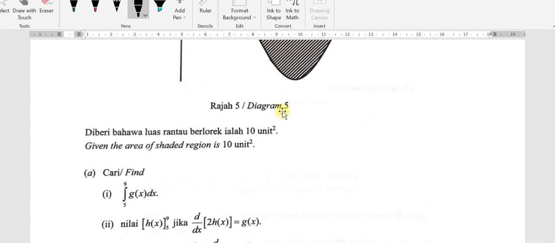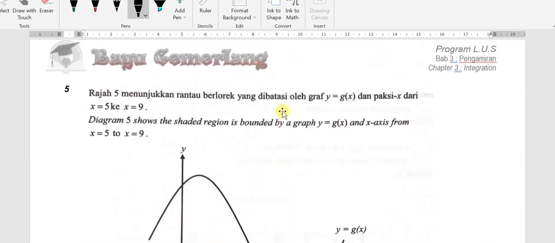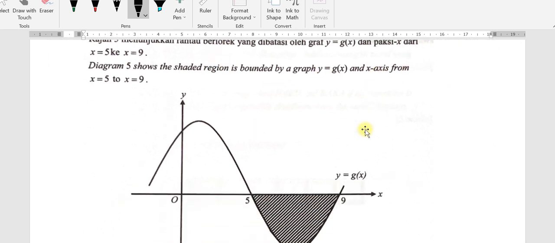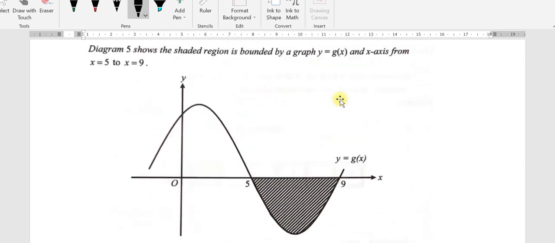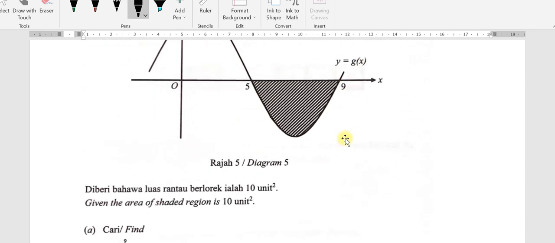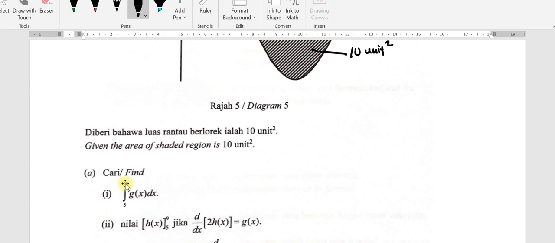Okay, let's move on to question 5. Already 1 hour plus already. Okay, diagram 5 show the shaded region. I think the paper 2 I will do in a separate video lah. It will be very lengthy then. Diagram 5 show the shaded region bounded by the graph y equal to gx. Okay, you can see here. And the x-axis from x equal to 5 and x equal to 9. Okay, it is given that the area of the shaded region is 10 units square. Okay, everything is given. Find.